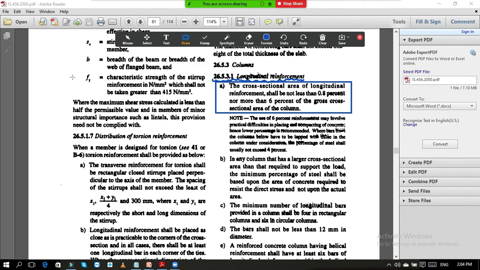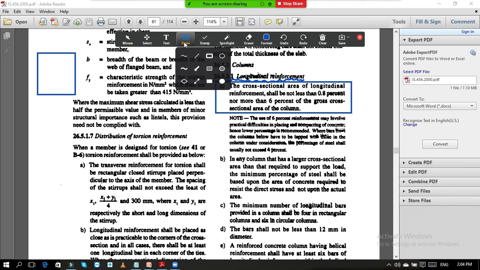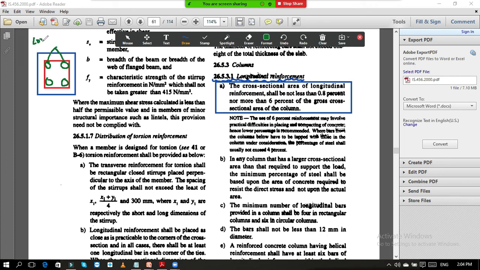Longitudinal reinforcement means what? Now suppose this is the cross-section of the column. In the column, suppose these are the stirrups. This is the stirrup. Now, if we provide the bars, suppose four bars are there in the column at four corners. So these four bars are nothing but your longitudinal reinforcement. This is called longitudinal reinforcement.